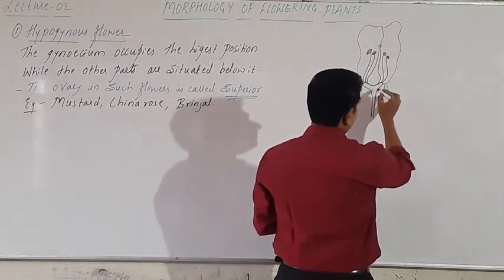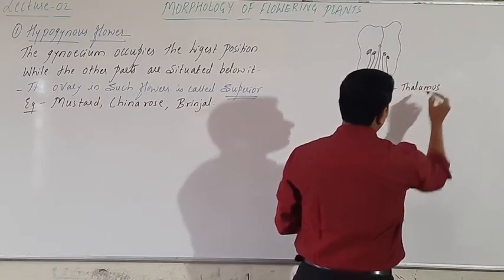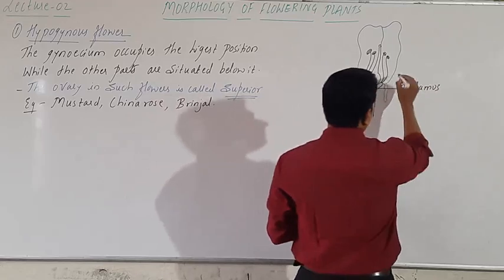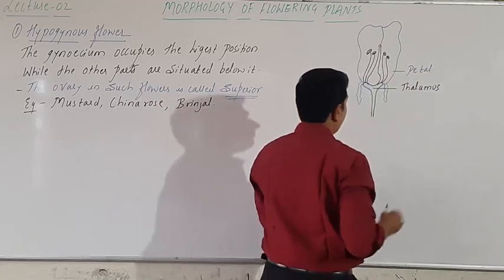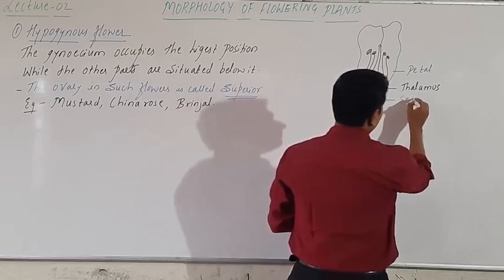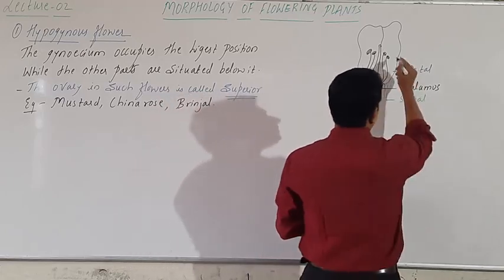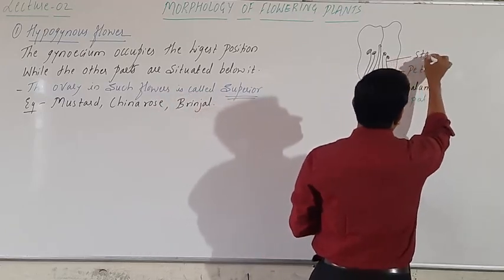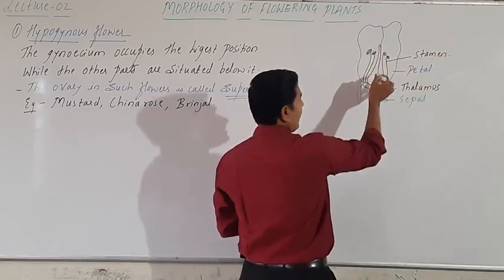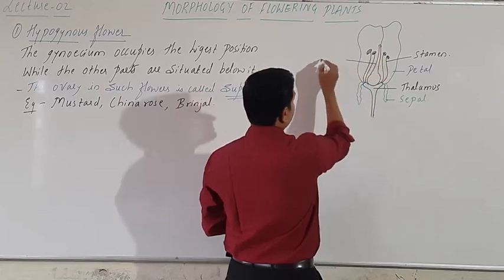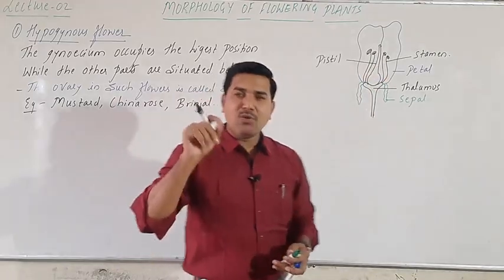This is the thalamus, and this is petal, and this side we have sepal, and these are the stamens, and this is stigma, style and ovary, which is also called a pistil or carpel. Now look at the definition.